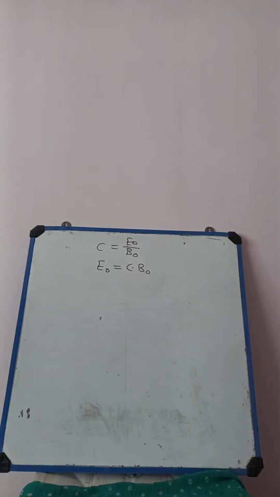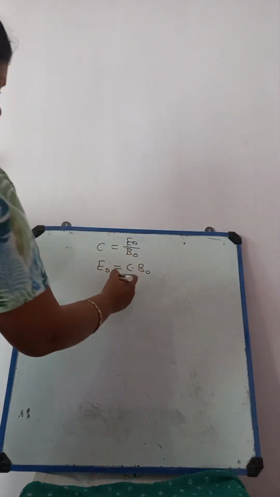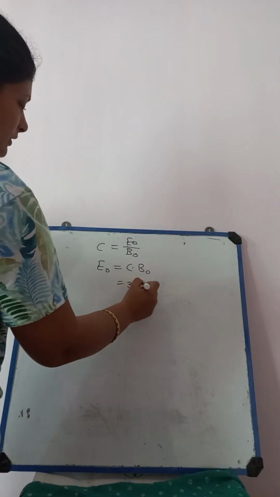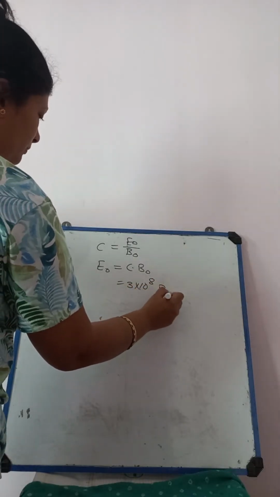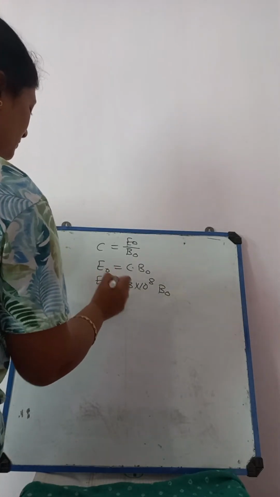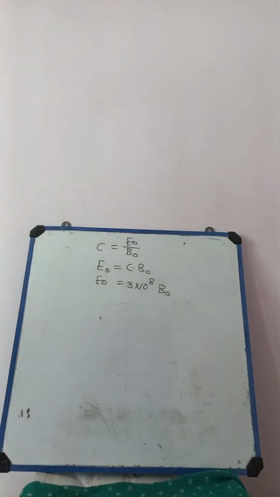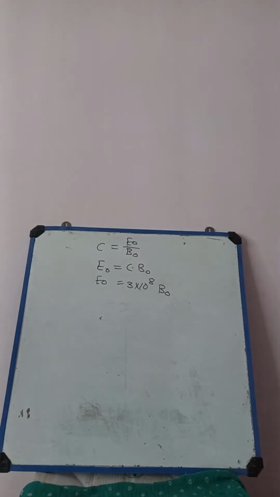If you know the magnetic field, here I don't know the magnetic field, but I know C. If you want, you can put the value 3 into 10 raised to 8 into B naught, and this is nothing but your electric field. Okay, copy this. Copy this fast.